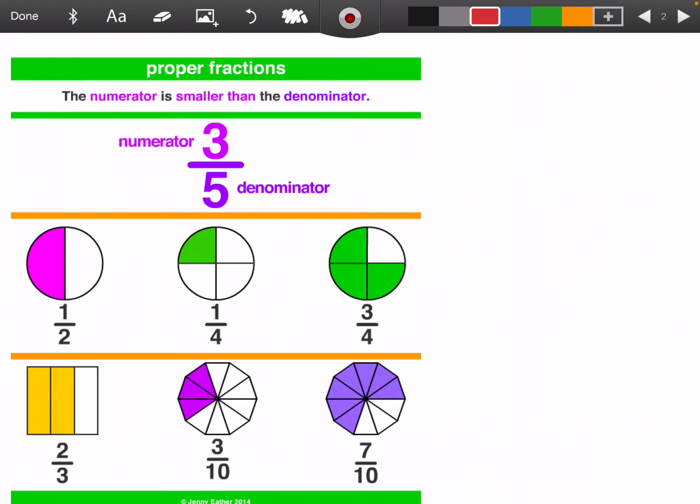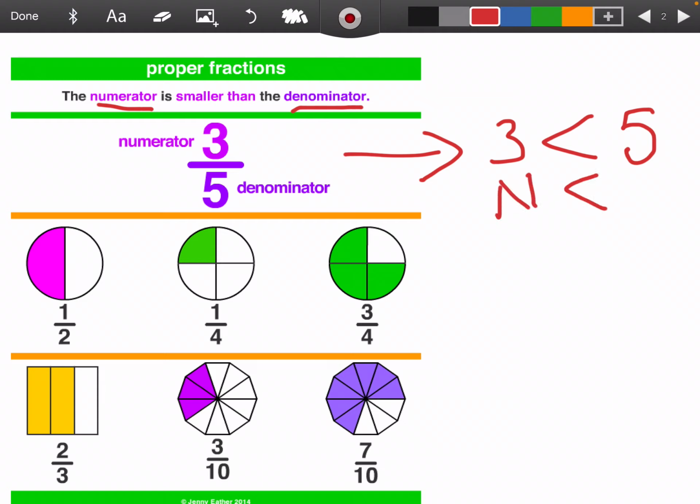Proper fractions. As you can read here, the numerator is smaller than the denominator in a proper fraction. What does that mean? Look at the example here. It says 3/5, where 3 is the numerator and 5 is the denominator. As you can see, the numerator, which is 3, is less than the denominator. And any fraction in which the numerator is less than the denominator is always called a proper fraction.